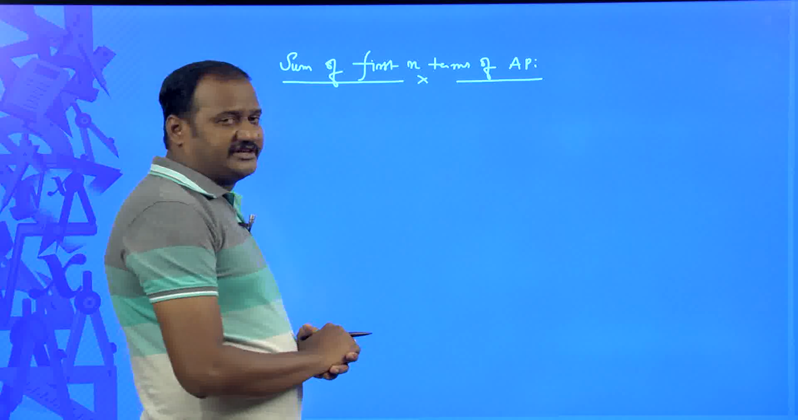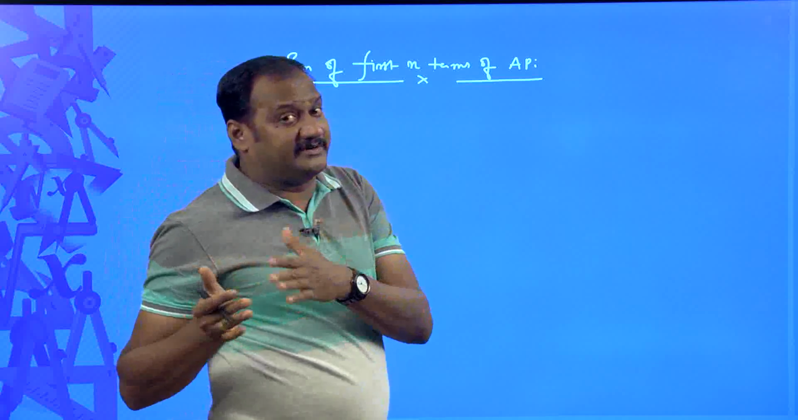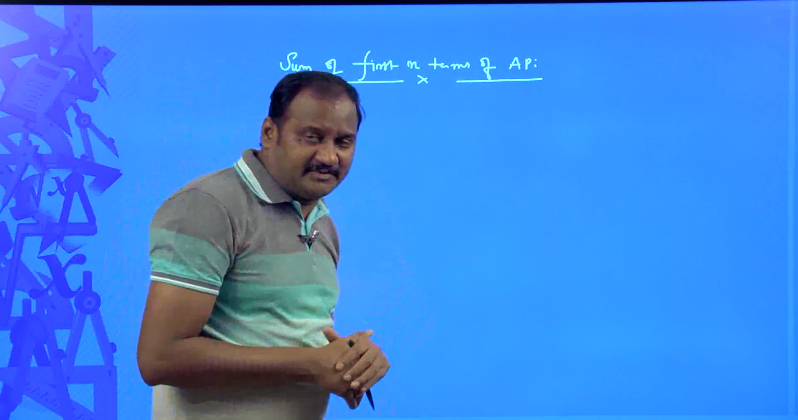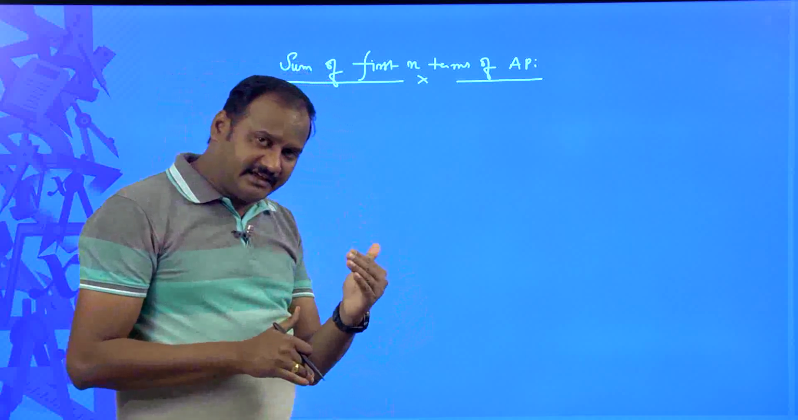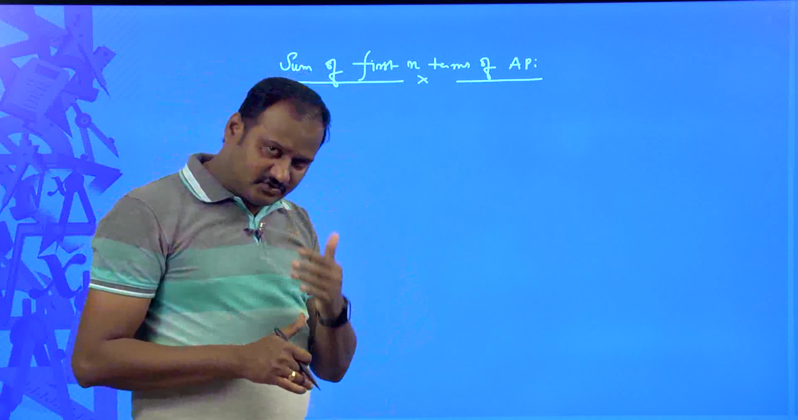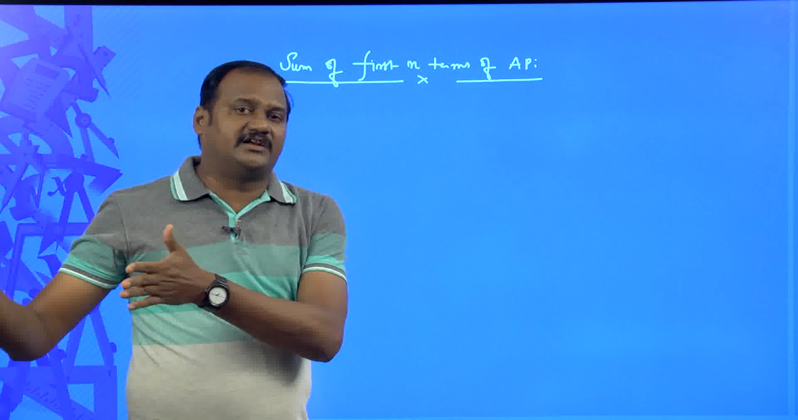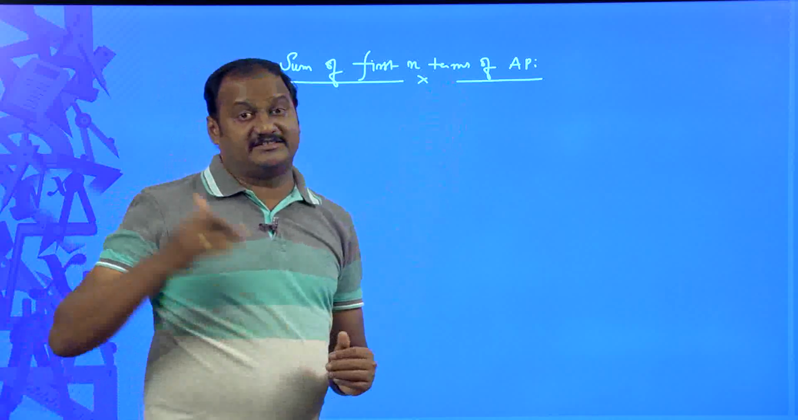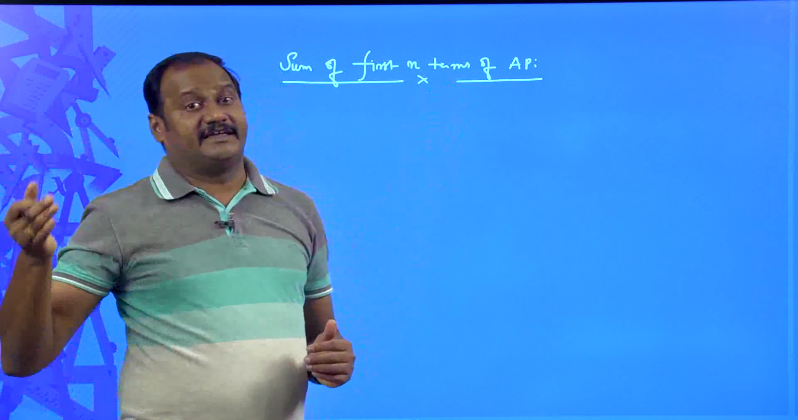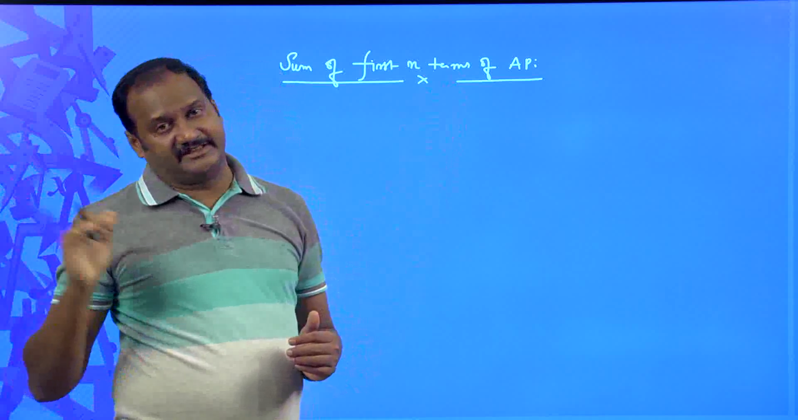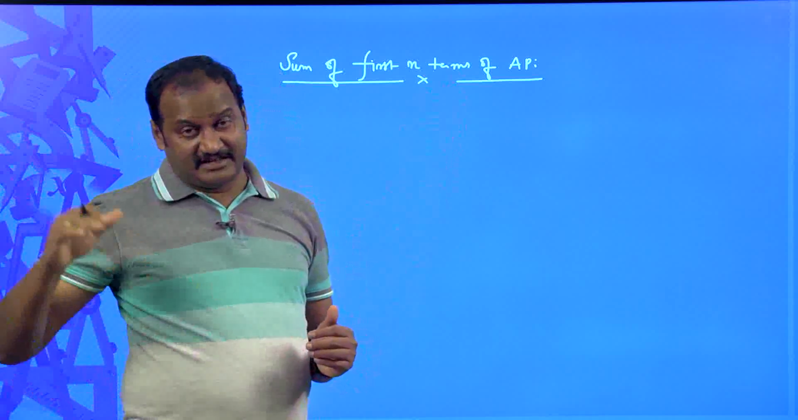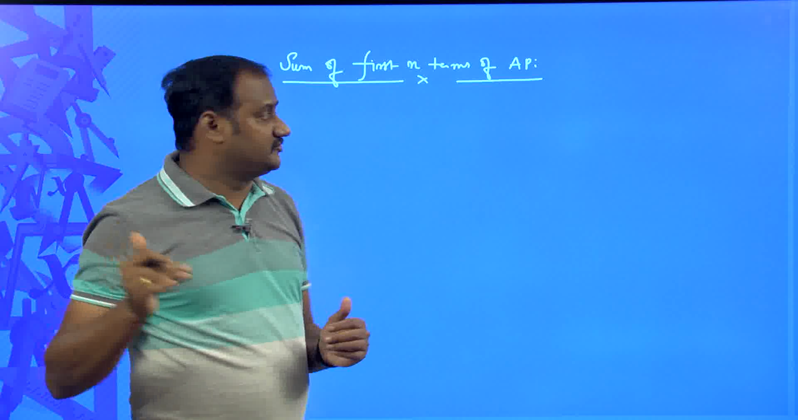For that, what is the general form of an arithmetic progression? A plus D, A plus 2D, A plus 3D and so on. We need up to n terms, right. What is the nth term of an arithmetic progression? A plus n minus 1 into D. You understand? A plus n minus 1 into D.